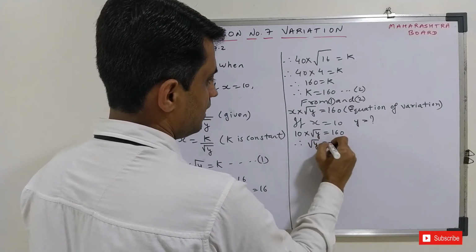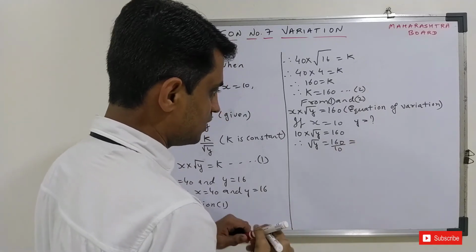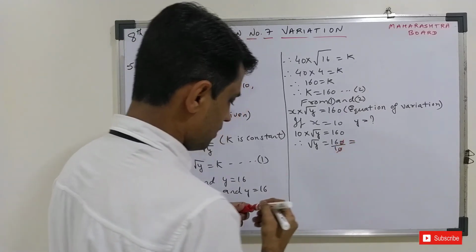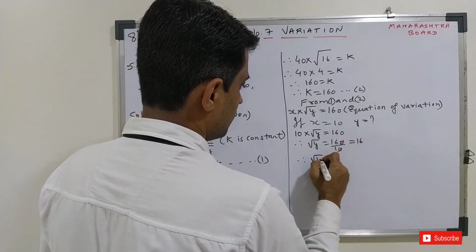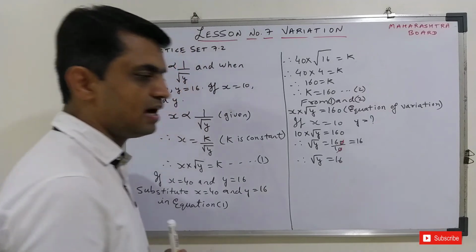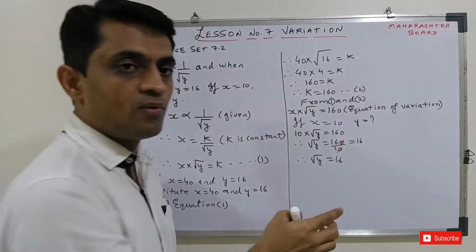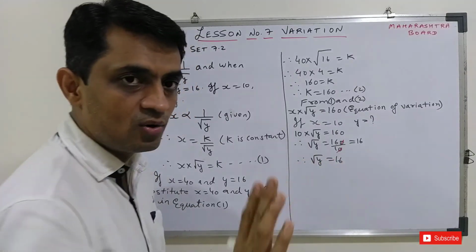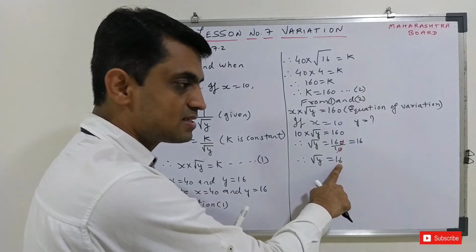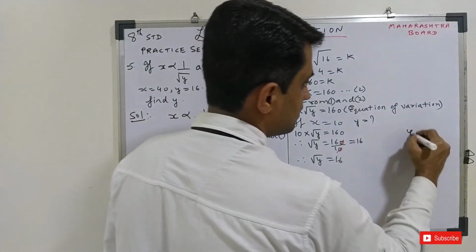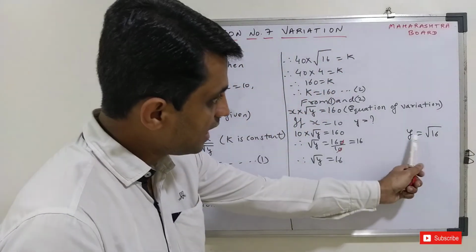So root y is equal to 160 upon 10. So what will be there? The 0s get cancelled. So we get 16. So root y is equal to 16. But we are not asked to find root y. We want to find y. Now many students take a square root on both sides. No. Root is given. You can't take a square root. If it was y is equal to root 16, then you can take a square root.